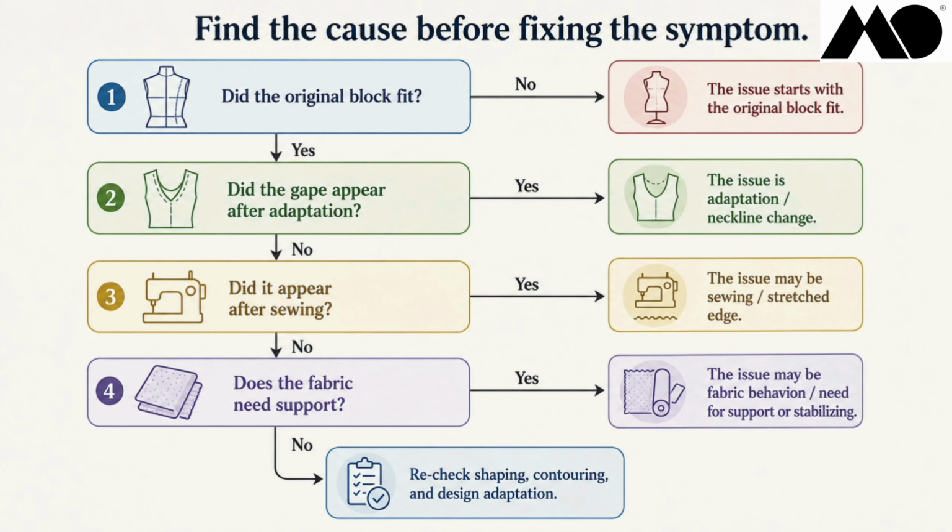This matters because you cannot fix every neckline gape the same way. Sometimes you need to contour, sometimes you need to move a dart, sometimes you need to stabilize, sometimes you need to adjust the shoulder, other times you need a facing, sometimes you need to change the neckline shape slightly, and sometimes you need to choose another fabric entirely. So the correction depends on the cause of the gaping.